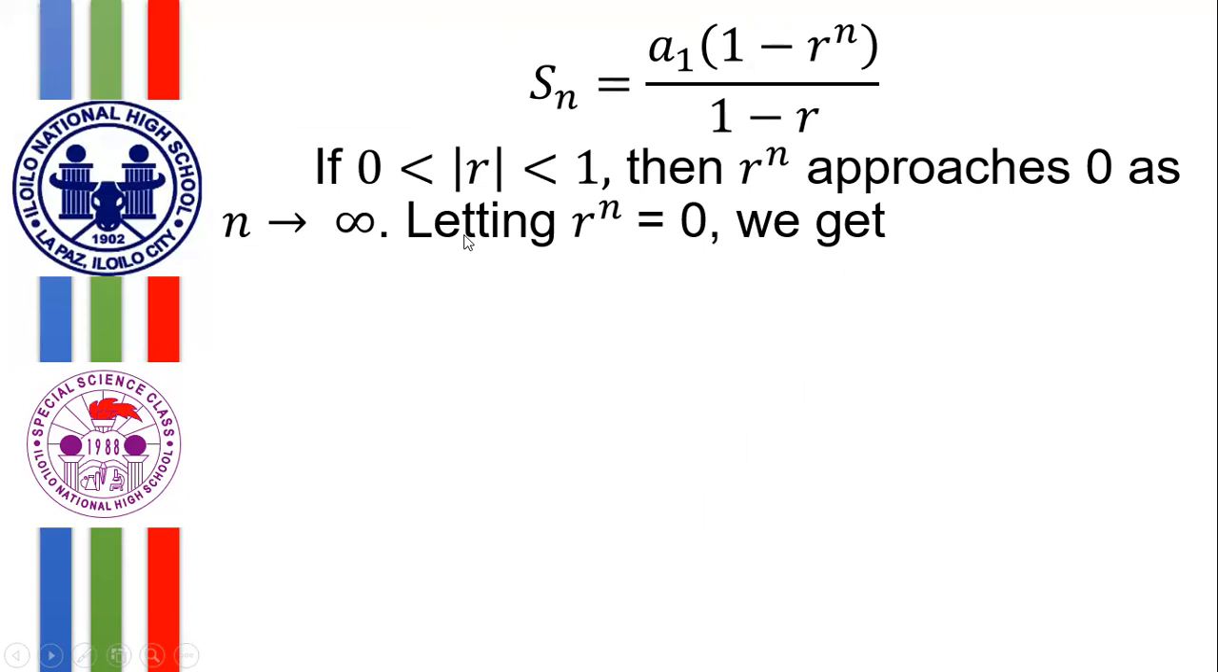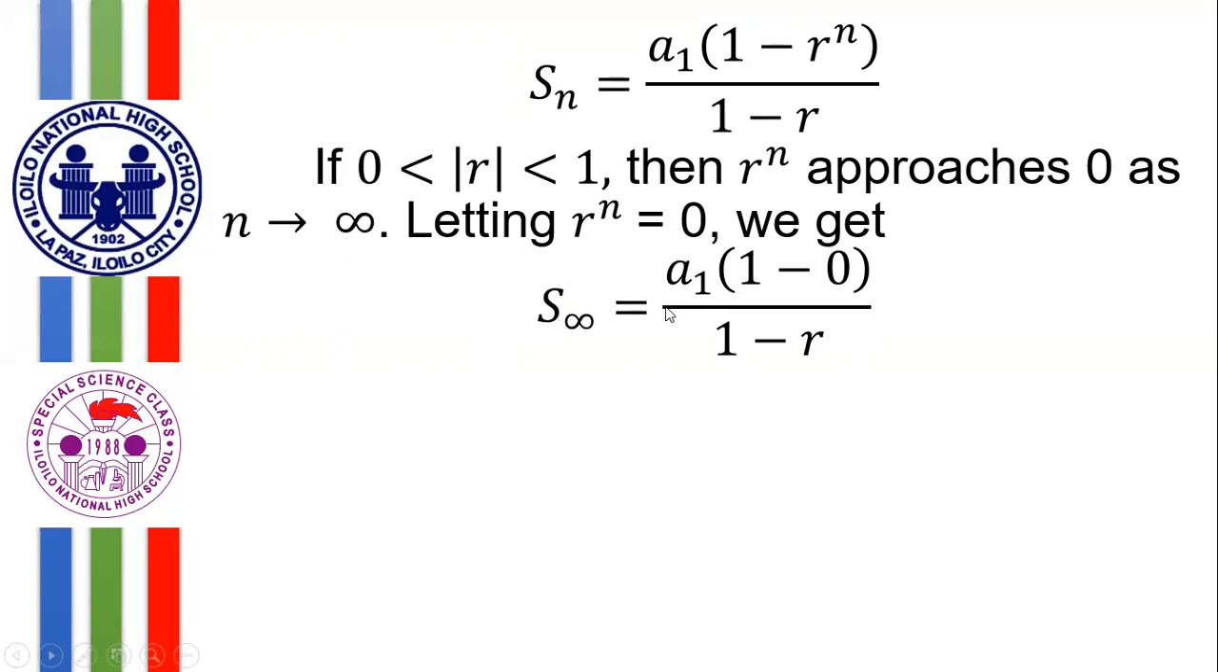And that's why we say in this case that the limit of r raised to n here is in fact 0. For the meantime, I'm sorry, I could not really teach you about limits because that topic will be reserved for when you go to senior high school, particularly if you will be pursuing STEM. But for the meantime, letting r raised to n equal 0, since r raised to n approaches 0, we get, in this explicit form, s sub n replacing n by infinity because we are approaching that value.